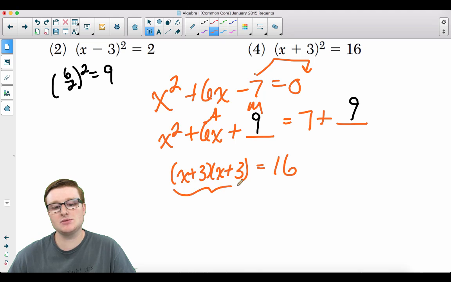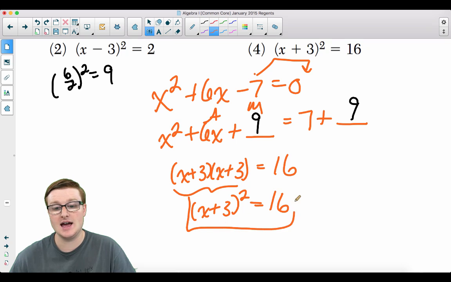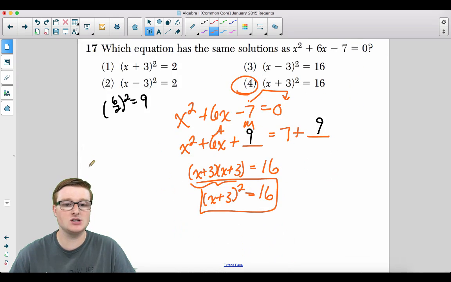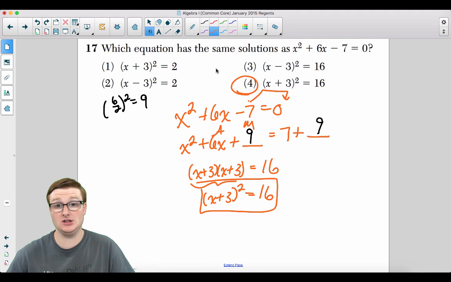Now from here, x plus 3 can be written as x plus 3 quantity squared is equal to the value of 16. And that is your answer, and that is going to be choice 4. That is a correct answer for number 17 by completing the square.